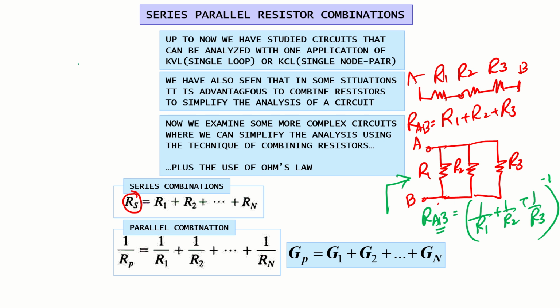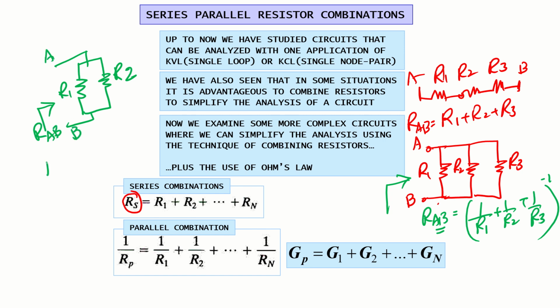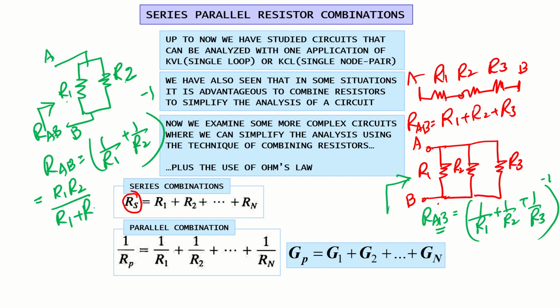Or if we have two resistors in parallel, R1 and R2, and you want the equivalent resistance between A and B, we can say the same thing: 1 over R1 plus 1 over R2, inverse. If you simplify this, it is also equivalent to R1 times R2 divided by the sum of these resistances. The simplification is the same thing, so maybe we can use this shortcut sometimes, or we can calculate using the other form.